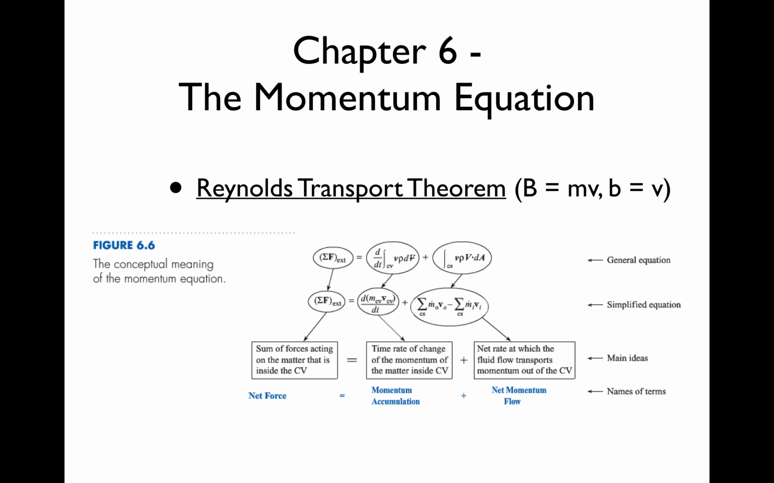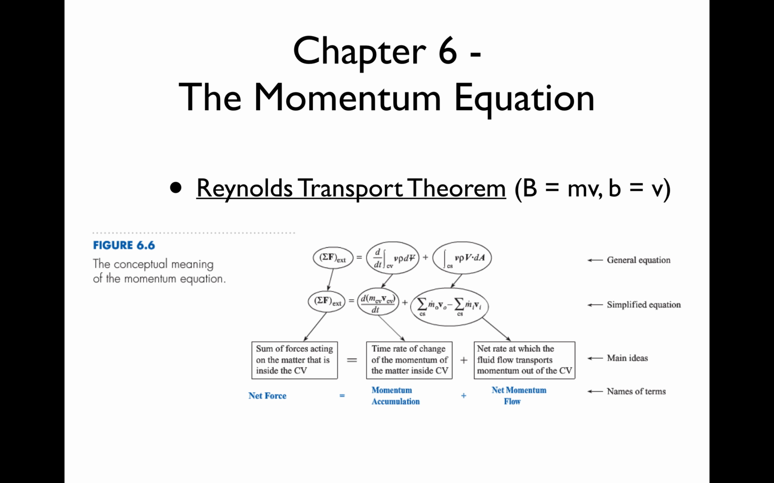The momentum equation does come from the Reynolds transport theorem, where the extensive parameter, capital B, is equal to the momentum, mv, and the intensive parameter is the momentum divided by m. So it's just the velocity. When you plug this into the Reynolds transport theorem, which you can see in the upper equation here, you see that we have the sum of the external forces is equal to two integrals, one over the control volume and one over the control surfaces, the important control surfaces.